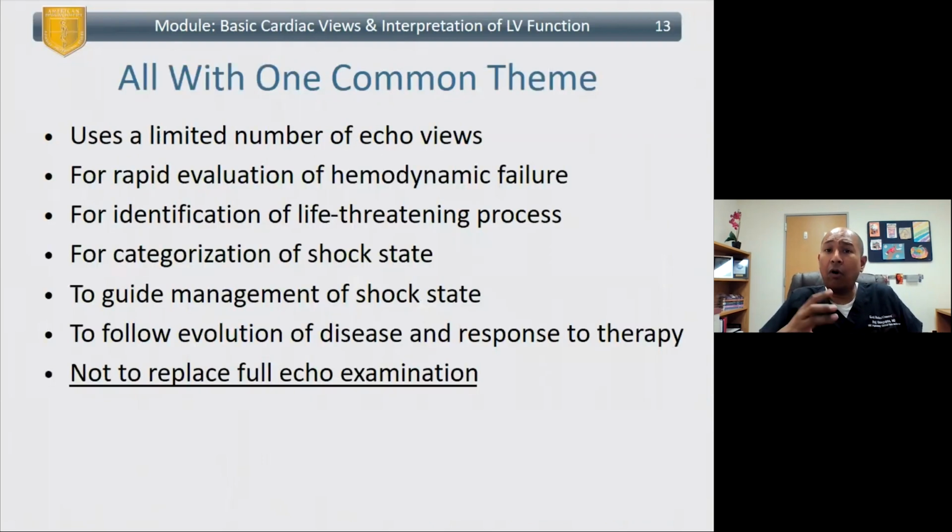All of these different protocols I've been talking about have one thing in common: they use a limited number of echo views. They're for rapid evaluation of hemodynamic failure, and they're to identify life-threatening processes, like tension pneumothorax and pericardial tamponade. They help categorize why the patient is in shock, and hopefully they're going to help you guide management of this patient. Maybe too much fluids, maybe a little bit more fluids. You could also use it to follow the evolution of disease in response to therapy.